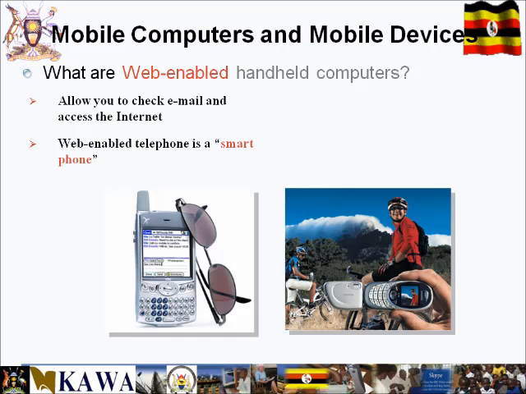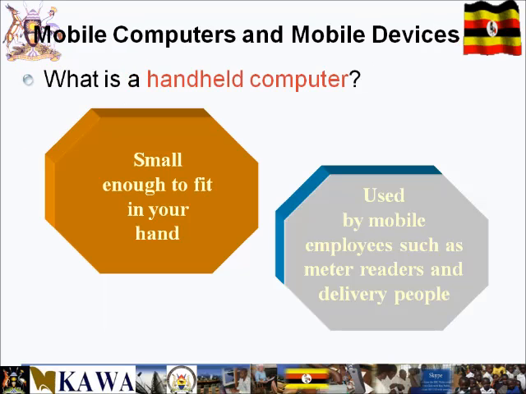And then we also have web-enabled handheld computers. This allows you to check email and access the internet. A web-enabled telephone is a smartphone, and the one which comes from Apple company is known as an iPhone. Those are the most powerful and fancy, and they put you in a special class if you use them.